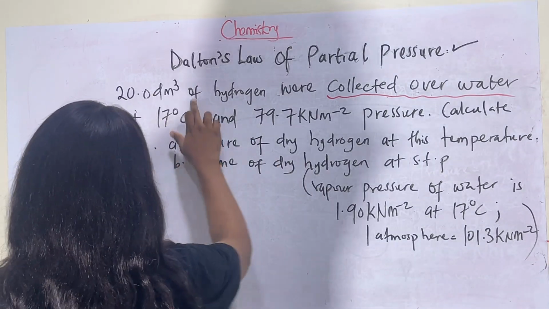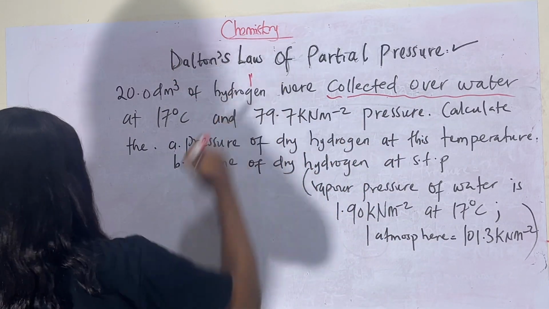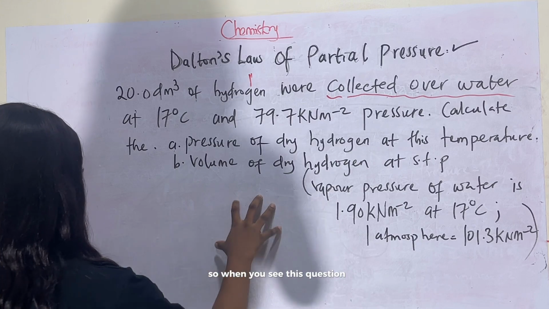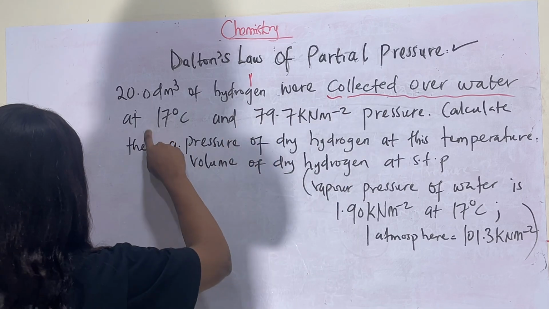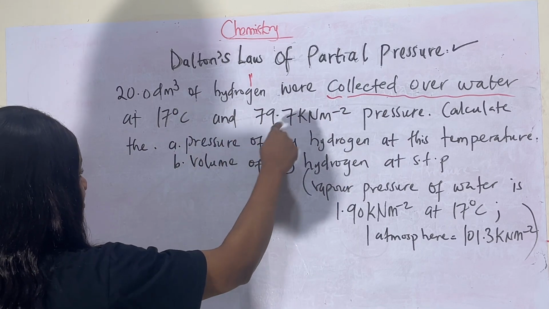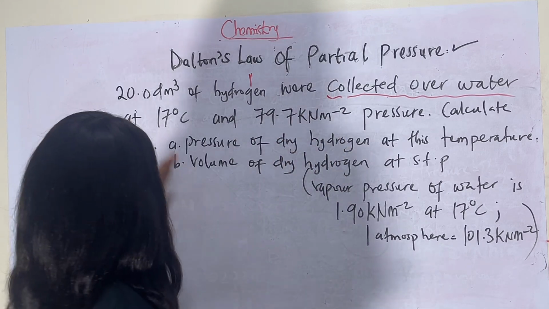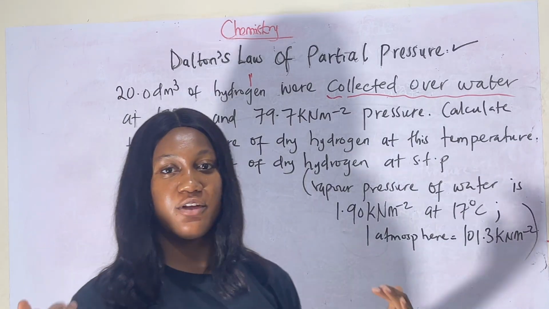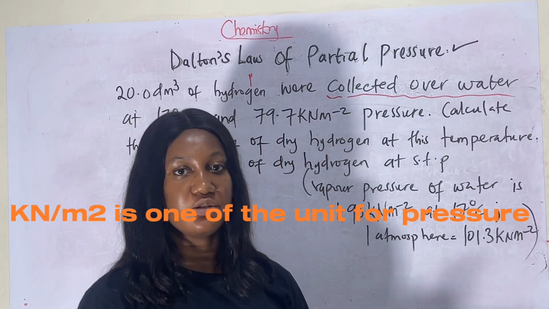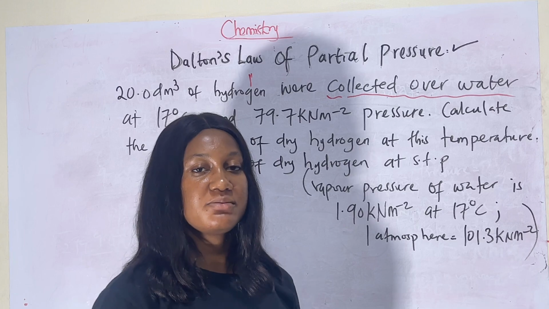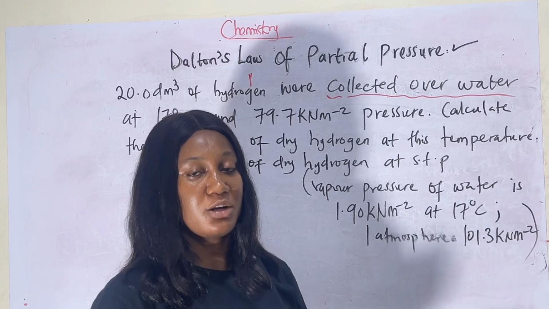So this question says 20 m cube of hydrogen were collected over water. This means that hydrogen here is now wet. So when you see this question, the first thing you should run to is the pressure of the gas that was collected over water. So let's go: at 17 degrees Celsius and 79.7 kilonewton per meter square. If you've seen the preceding topics before this, you're going to know that kilonewton per meter square is the unit for pressure. So when I see atm, kilonewton per meter square, or newton per meter square, I know that that value is talking about pressure.